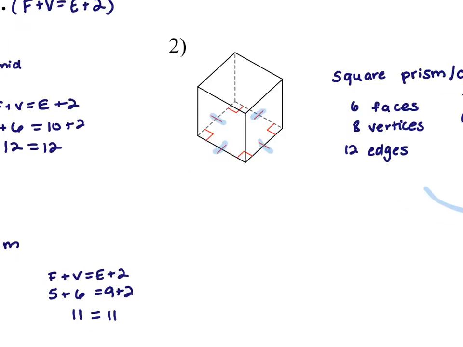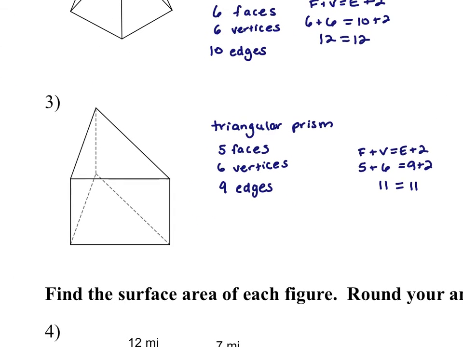Number 3. The shape on the base is a triangle. Now again, this one, here's the triangle. You have one on the top, and then you have the one triangle on the bottom. The other 3 faces are rectangles.